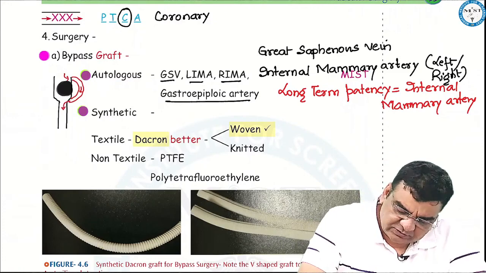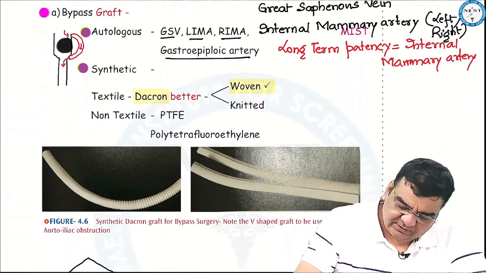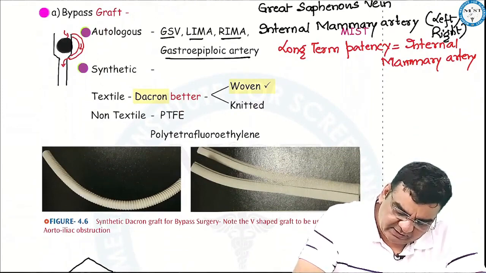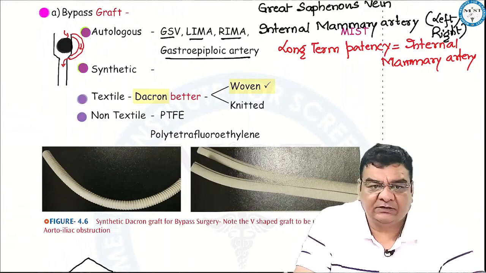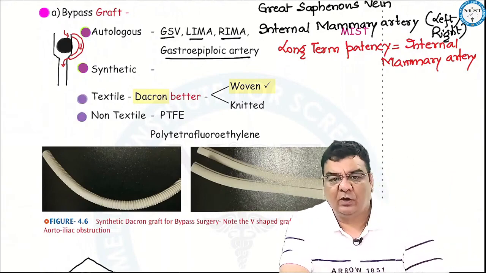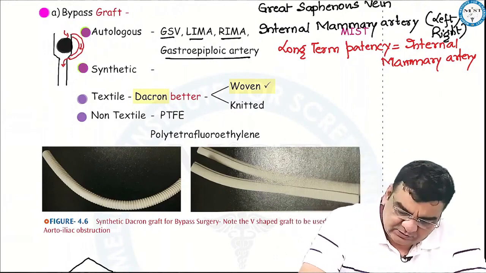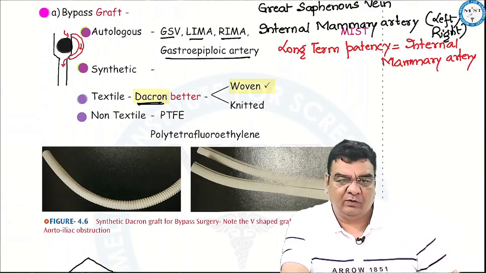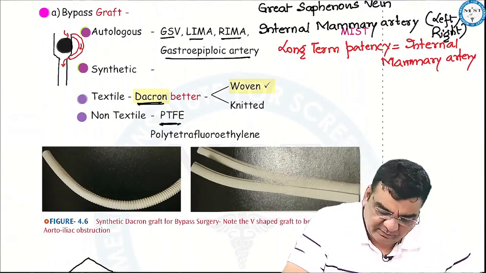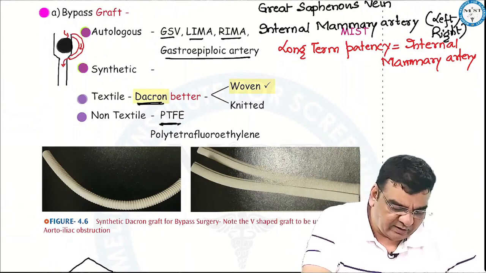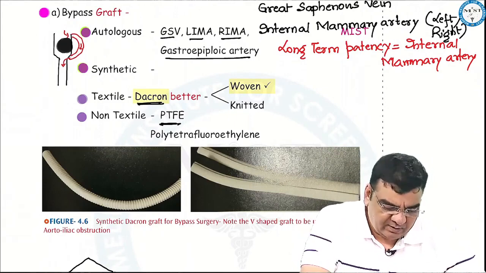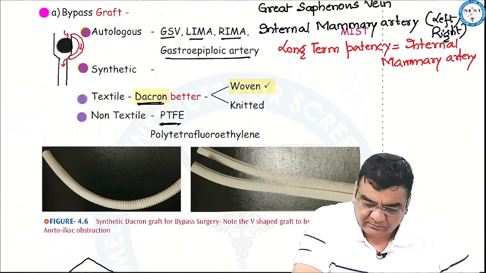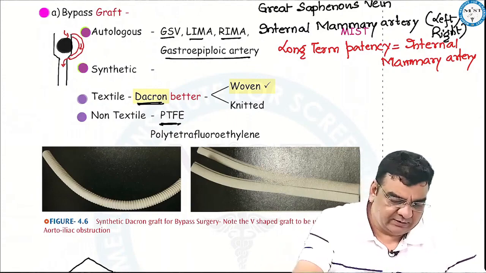We can also use synthetic grafts which are available in the market, and these can be textile or non-textile. Textile means cloth, right? So textile grafts, Dacron grafts, are better as compared to non-textile. Non-textile is PTFE, that is polytetrafluoroethylene. These textile grafts can be either woven or knitted.